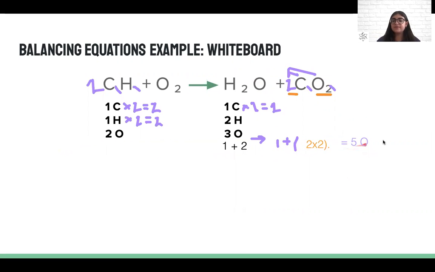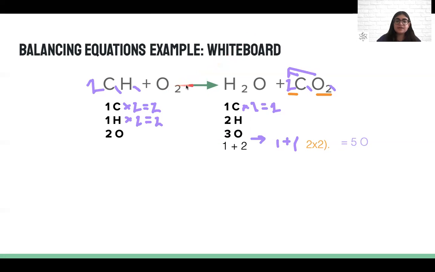We have 2 oxygens, we have 5 oxygens. Can't touch the subscript. And now we run into a problem because you can't multiply 2 by a whole number to get it to be 5. Because 2 times 1 is 2, 2 times 2 is 4, and 2 times 3 is 6. We already skipped over 5. So what we're going to do is multiply it by a fraction. We need 5, we have 2.